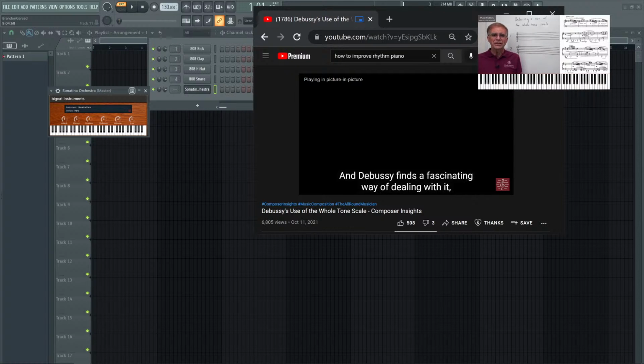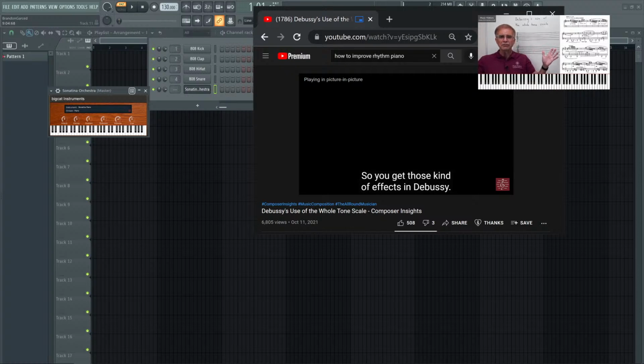And Debussy finds a fascinating way of dealing with it, because Debussy doesn't necessarily write in a particularly dissonant style. When you listen to Debussy, there's often a lot about it that's actually very consonant. But at the same time, it's very difficult to pin him down to a key. Sometimes you can say, well, I can see that and hear that this is a chord of C major, and then that this is a chord of F sharp major.